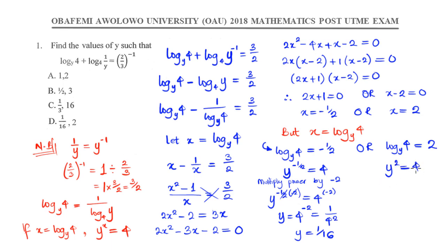And then in the other case, we can also say this will give us y raised to power 2 is equal to 4. And we know that 4 is also 2 raised to power 2. So we can say y raised to power 2 is equal to 2 raised to power 2. Since the powers are equal, then the bases are also going to be equal. So our correct option here is option number D. Y is 1 over 16 or y is 2. These are the correct values of y.